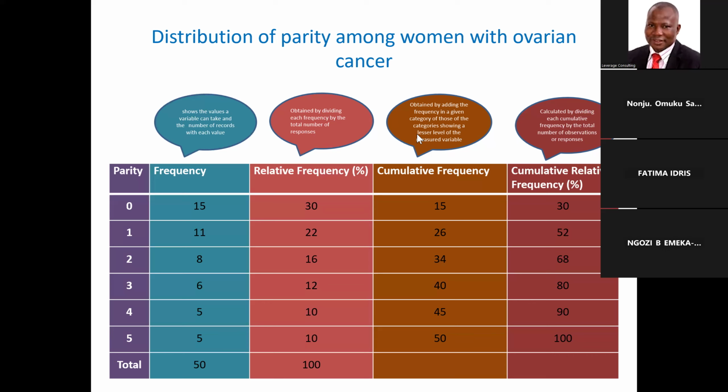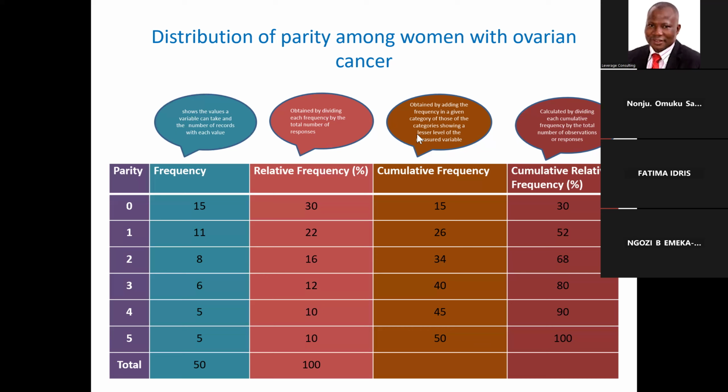So we want to look at the distribution of parity among 50 women. You can see the first column is the parity itself. The value is your parity. Some will say it's only once, that will be 1. Some none, will be 0, then 2. We have up to 5. It can be more than 5, but here we stop at 5. So the 6 possible values for this data set are 0, 1, 2, 3, 4, 5.